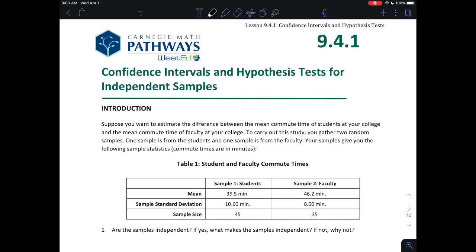Lesson 941, Confidence Intervals and Hypothesis Tests for Independent Samples. Suppose you want to estimate the difference between the mean commute time of students at your college and the mean commute time of faculty at your college.